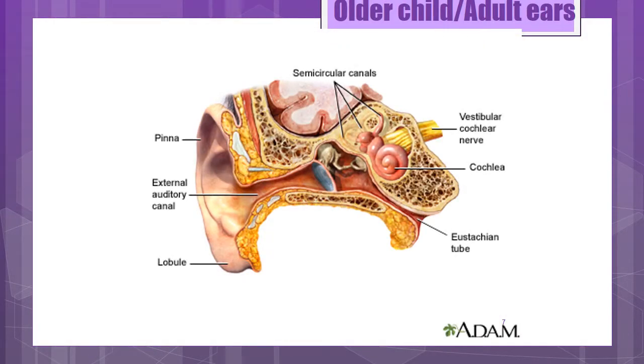Now, of course, the anatomy for an older child is similar to the adult ear anatomy. We have the eustachian tubes, the cochlea, the vestibular cochlear nerve, the semicircular canals, the pinna, the auditory canal, and the lobule. You notice it's basically the same, but in the makeup of the tissues and everything is quite different.